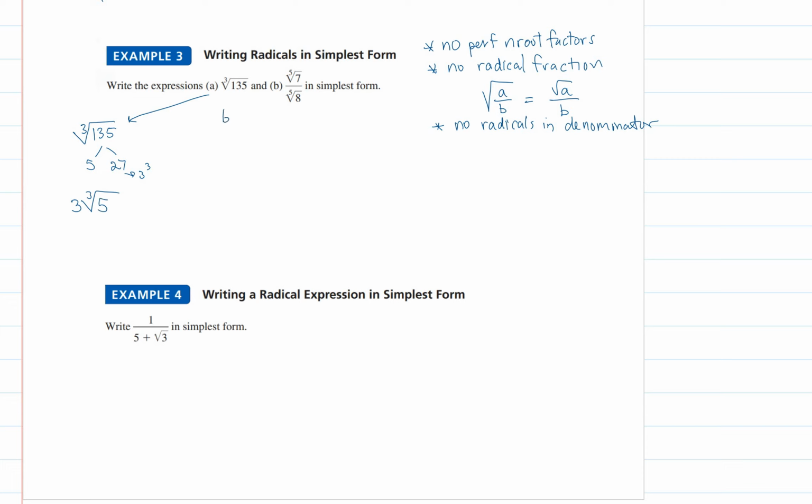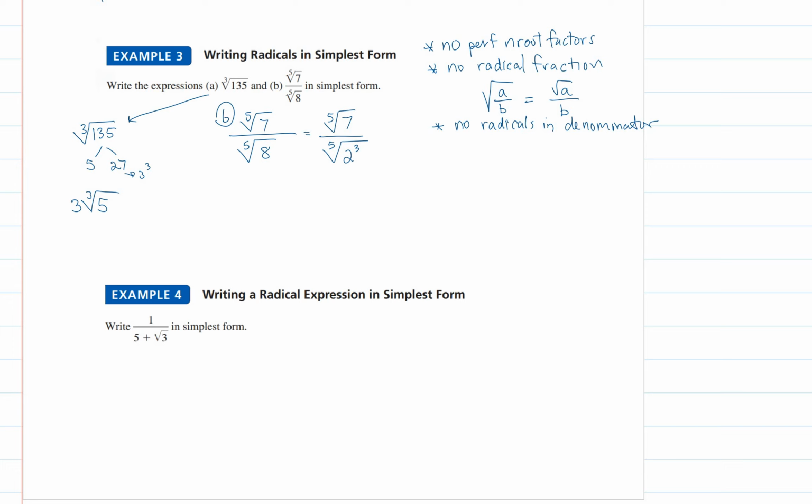For part B, we have the 5th root of 7. We can't do anything with that because 7's a prime number. And we have the 5th root of 8. So one way to think about this is, can we rewrite 8 as a smaller number with an exponent? And in fact, we can. So we have the 5th root of 7 over the 5th root of 2 cubed.